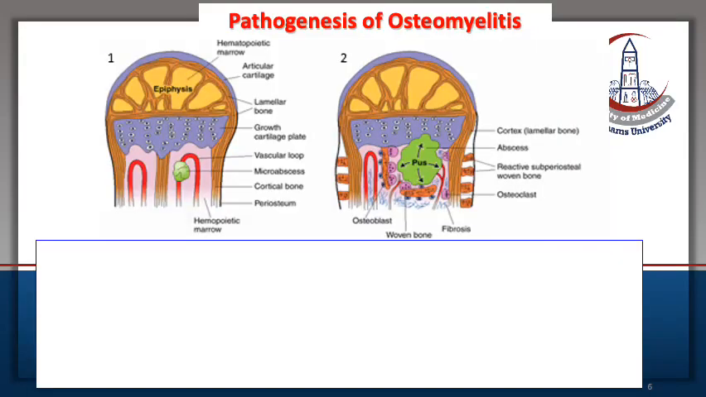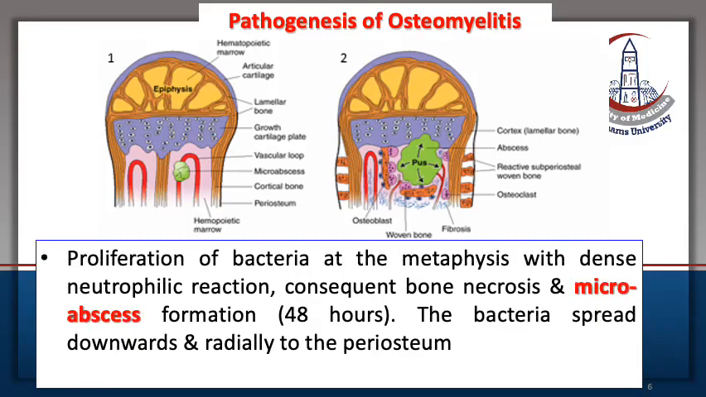When the bacteria enter the bone, it will invite neutrophilic inflammation, forming microabscesses that will spread downward to the bone marrow and radially to the periosteum.